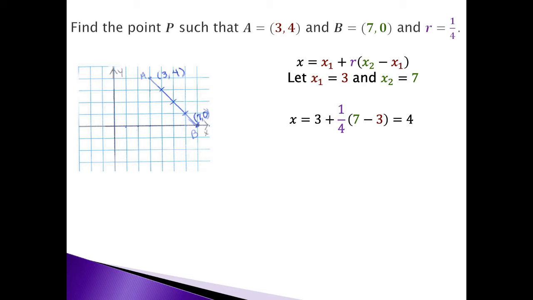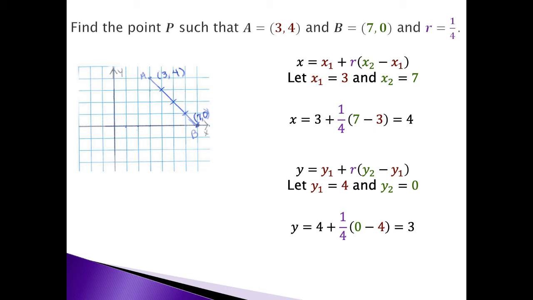So if I let x equal x1 plus r times (x2 minus x1), where x1 is 3 and x2 is 7, then I have 3 plus 1/4 times (7 minus 3). Simplifying that, I get 4. For the y variable, I have y equals y1 plus r times (y2 minus y1), where y1 equals 4 and y2 equals 0. Plugging that in, I get 4 plus 1/4 times (0 minus 4). Simplifying, I have 3. If you notice, when I plot this point, I get the point closest to A.